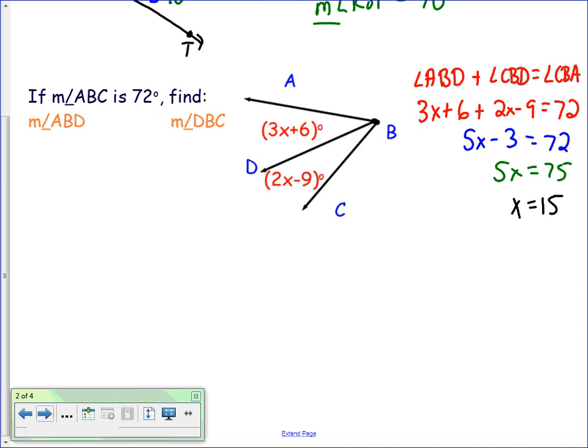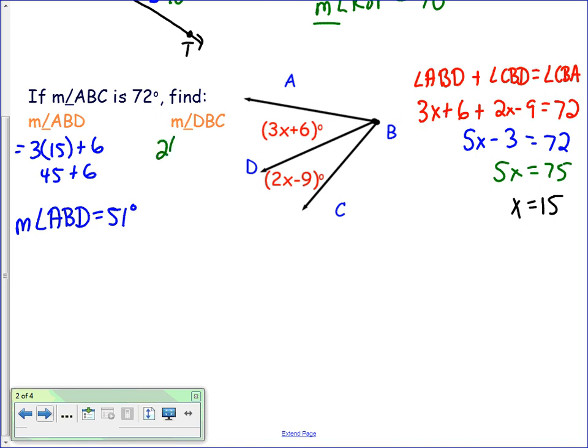Again, this is the case where it says to find the measure of the angles. It does not say to solve for x. So we need to go through the extra work. So this is 3 times 15 plus 6. So the measure of angle ABD equals 51 degrees. Make sure you are labeling your answers. No labels is not going to equal full credit. You need to label your answers. On a quiz, if you just wrote 51, what's 51? I don't know what 51 is supposed to mean.